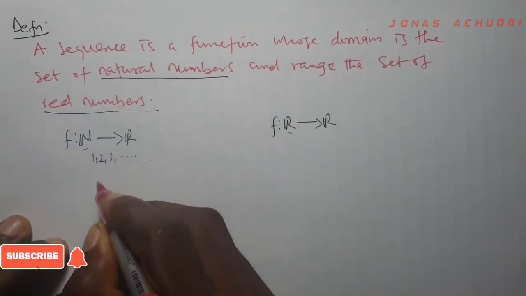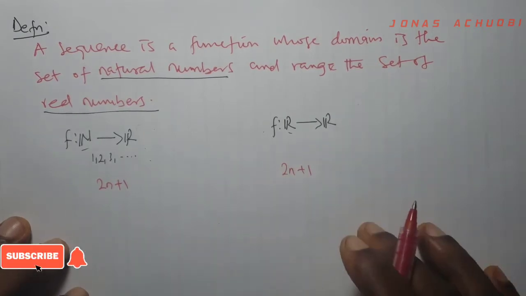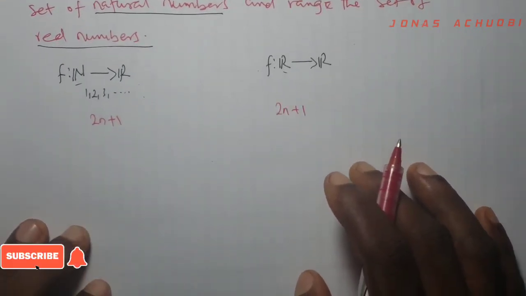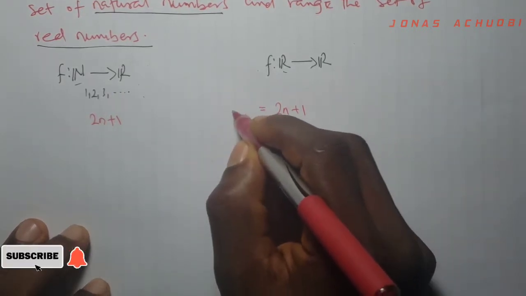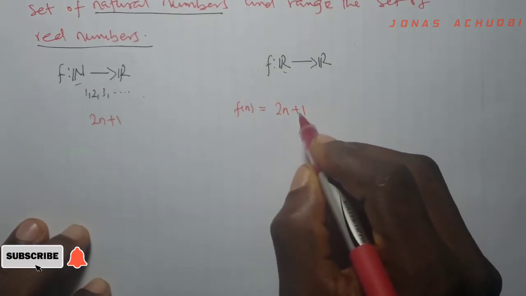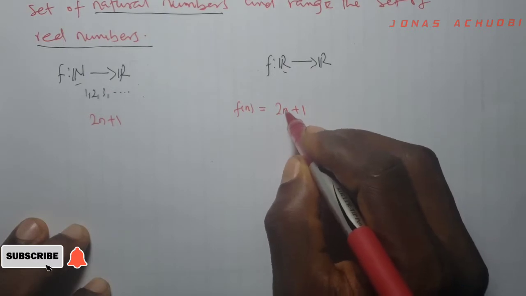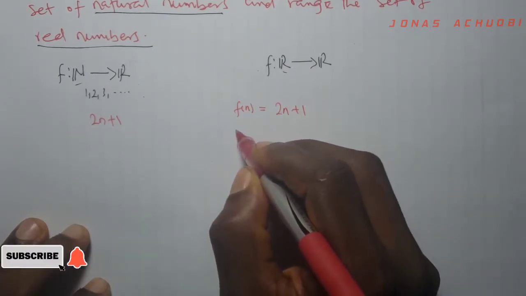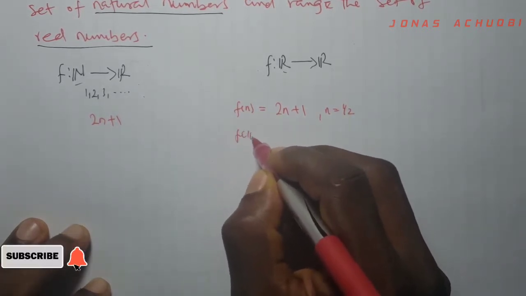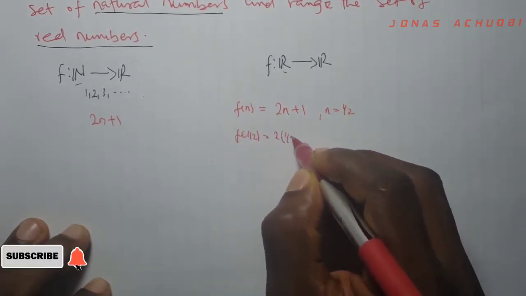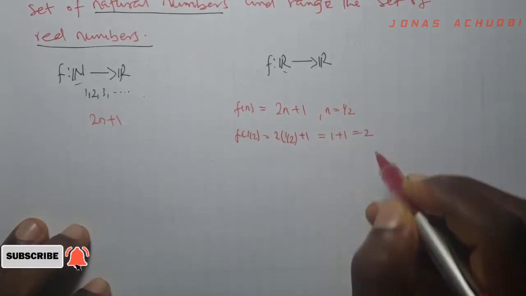If I have the function, say, 2n plus 1. Now let's see what happens. If this is a real valued function, I can just write here f of n is equal to 2n plus 1. Now, in the domain of this function, I can plug in any value. For example, I can say when n is equal to half, what happens? I have f of half equal to 2 times half plus 1. That's equal to 1 plus 1 equal to 2.